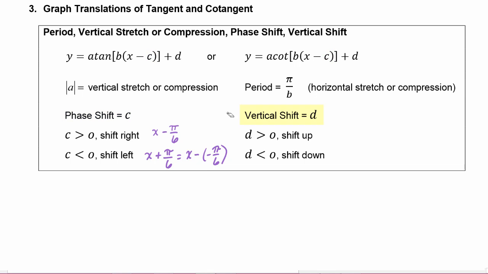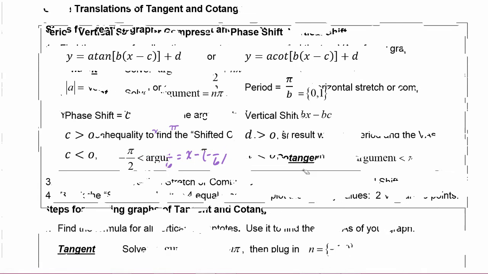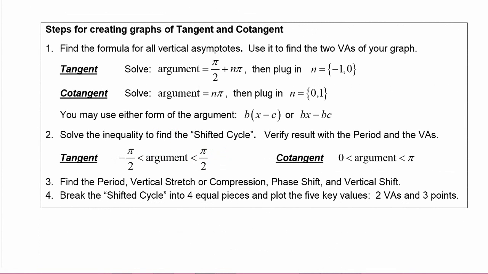And as before, letter D is going to give us the vertical shift because D comes after a plus sign. When D is positive, it will be a shift up. When D is negative, it will be a shift down. Here now are the steps for creating graphs of tangent and cotangent.